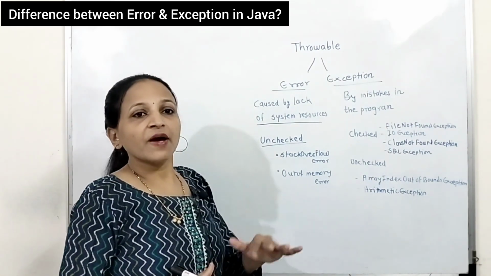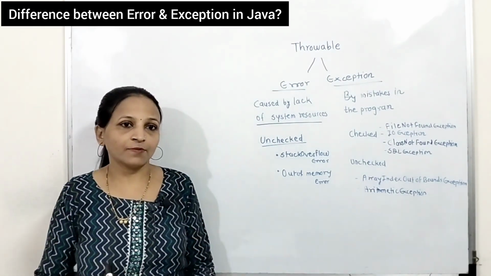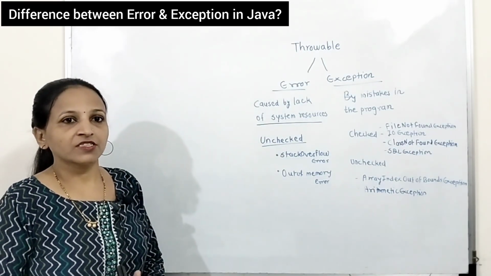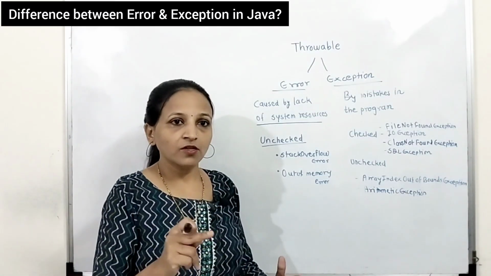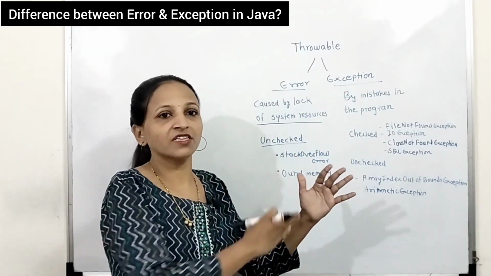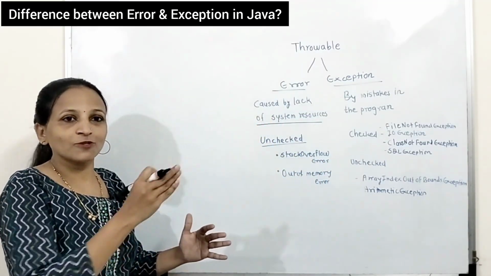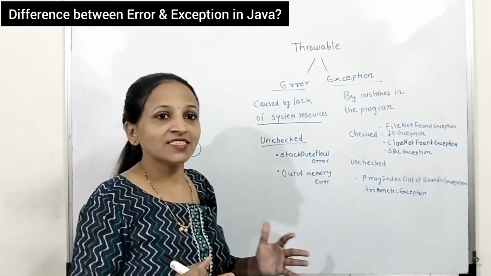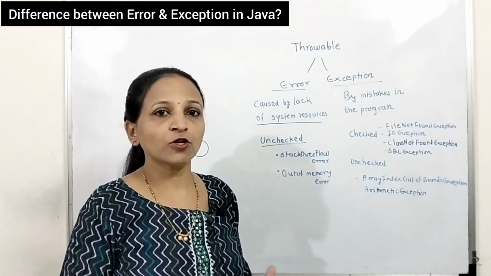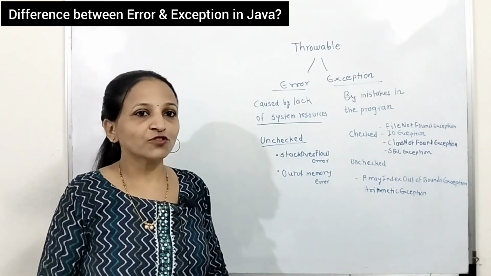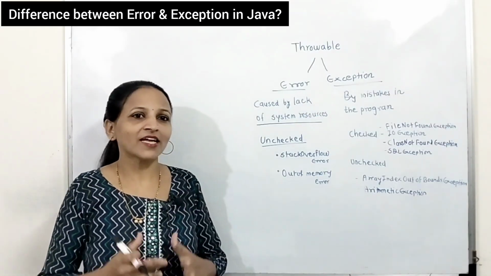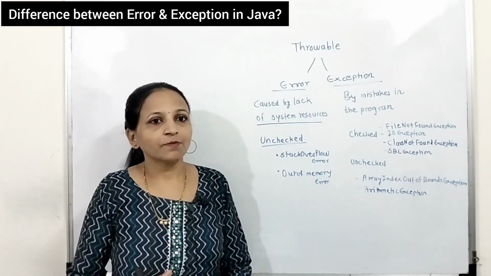Errors are caused by lack of system resources most of the times. One more example of error is stack overflow error. Suppose there is a method call in loop format, where one method is calling another method and the other method is calling the first one. In this way, you will get the stack overflow error. Again, one more example is a system crash because of a virus attack. Then of course your JVM will crash, and your program will terminate abnormally. That is nothing but an error.